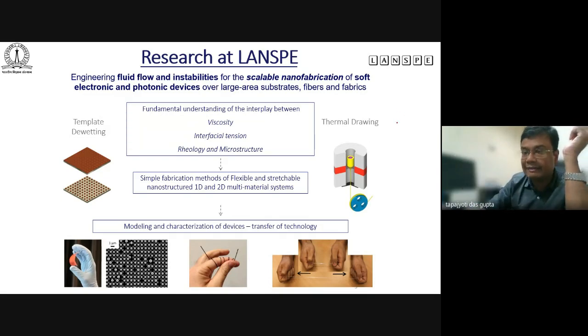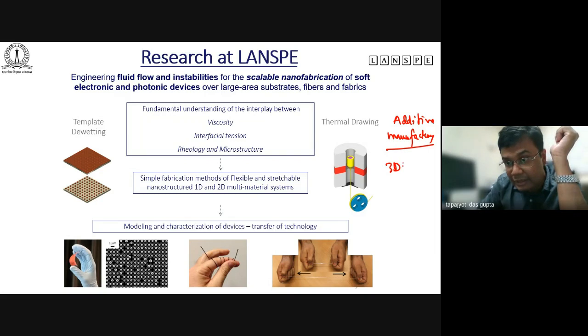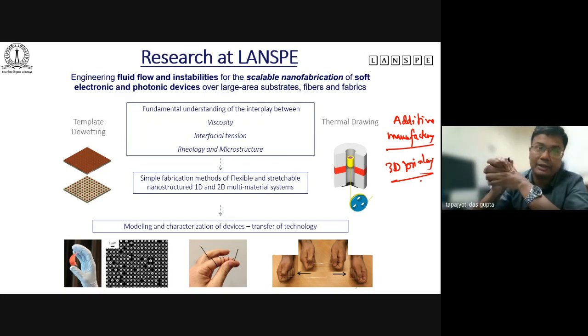And recently, thanks to the Ministry of Electronics, we are working on another process, which I will not talk about now, of additive manufacturing of photonic devices. That means via 3D printing. Okay, if you are interested, we can talk on this more later on. But this is a recent project that we have got from the Ministry of Electronics.